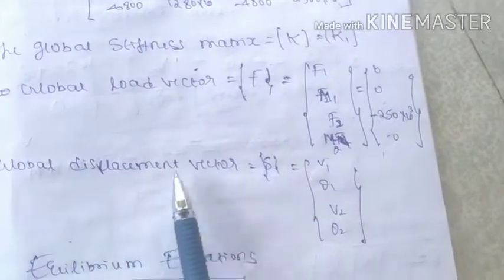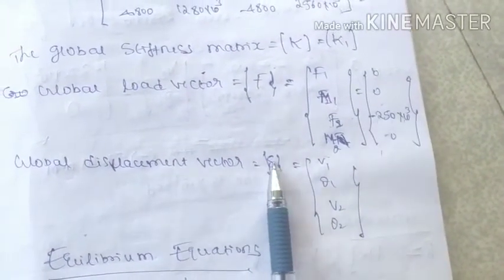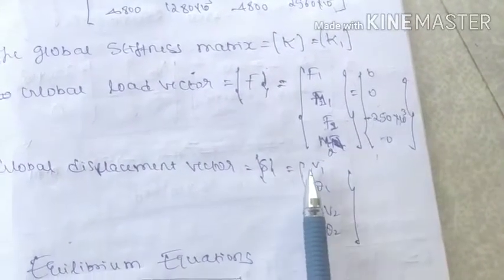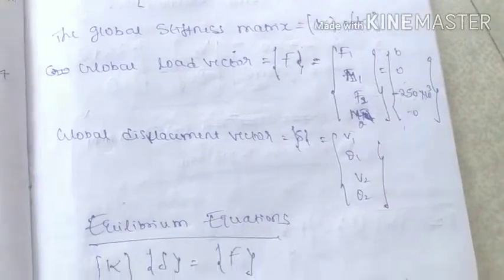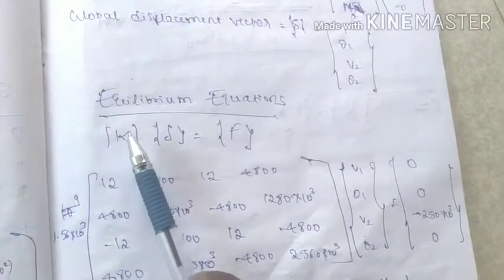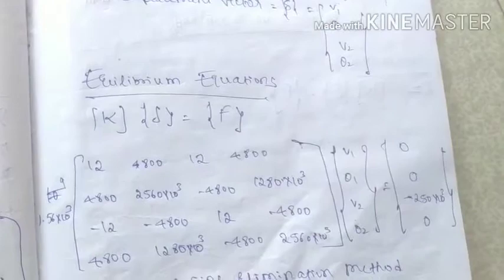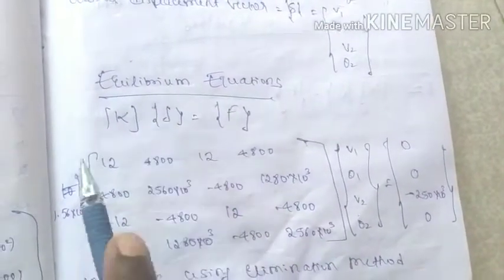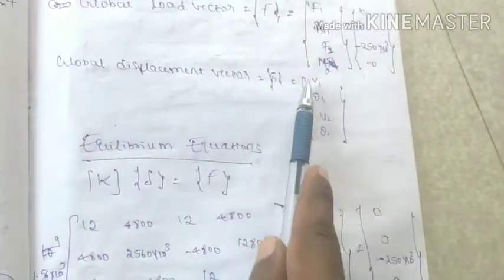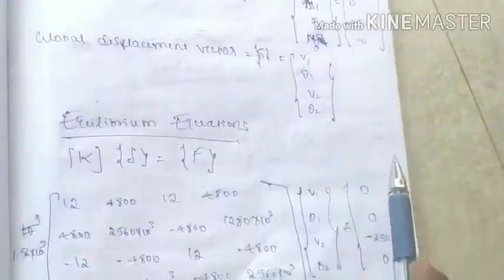So that is what we write as 0, 0, minus 250 into 10 raised to 3, 0. Now the global displacement vector. The global displacement vector is delta. Delta is nothing but V1 theta 1, V2 theta 2, because we are having 2 nodes, therefore at each node we are having 2 degrees of freedom. And now we need to find the equilibrium equation. The equilibrium equation is K into delta is equal to F. Here, instead of Q we are writing delta. So substitute the global stiffness matrix, and delta, which is unknown, V1 theta 1, V2 theta 2, and also substitute the global force vector value.